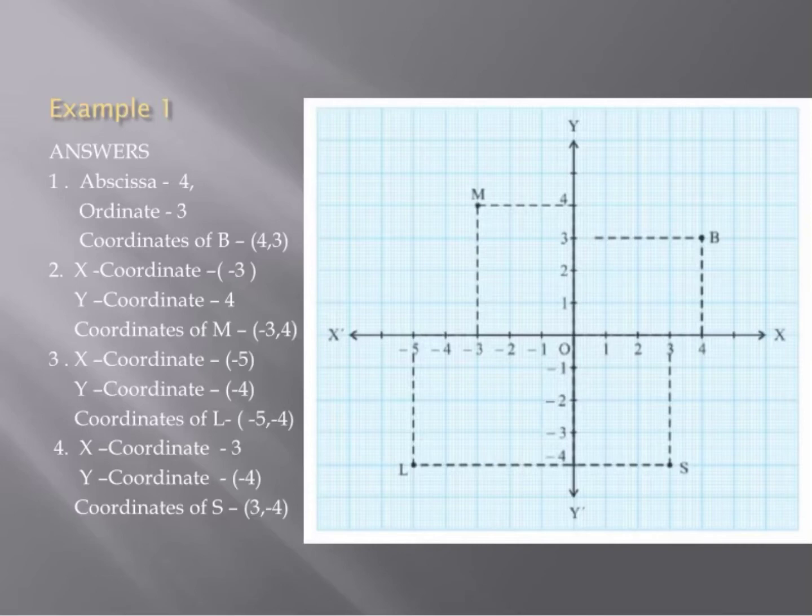In the fourth statement, we are asked to find x coordinate, y coordinate and coordinates of point S. So here from the figure it is clear that x coordinate of point S is 3 and y coordinate is -4. So coordinates of point S are (3, -4), which is represented by ordered pair (3, -4).